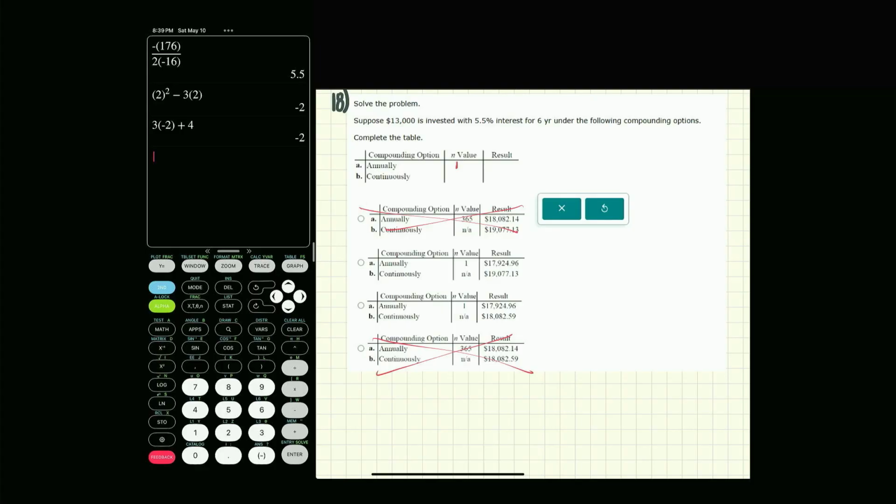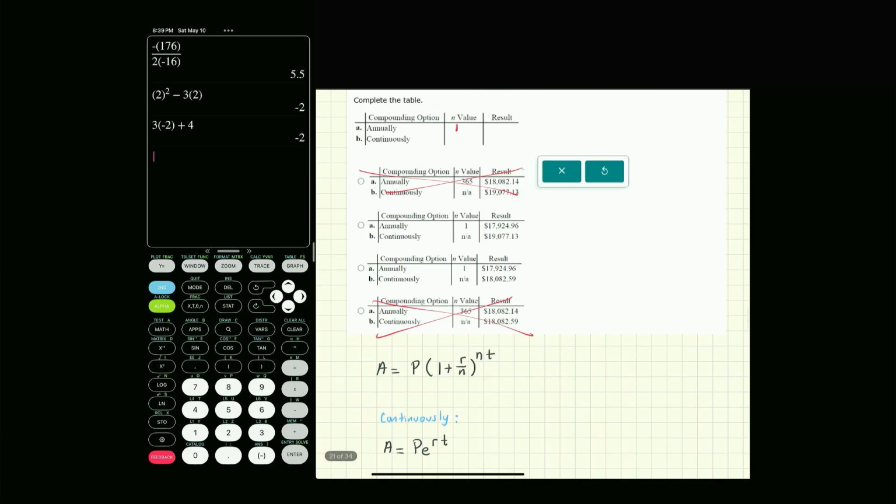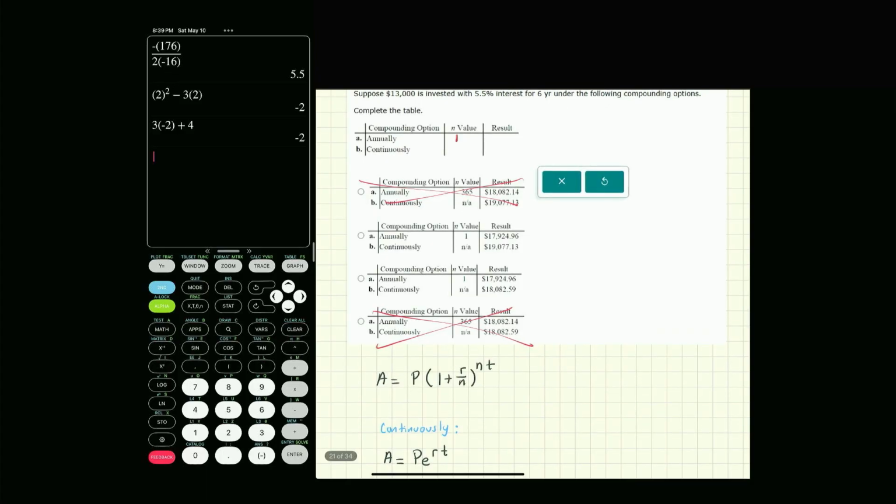And let's recall our formulas here. We've got A equals P times (1 plus r over n) raised to the n times t. That's the compound interest formula. But if we're compounded continuously, we need to remember that we've got this formula: A equals P e raised to the r times t. In any case, let's do our compounded annually first.